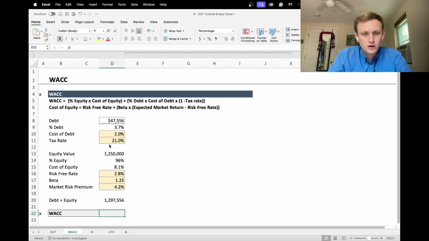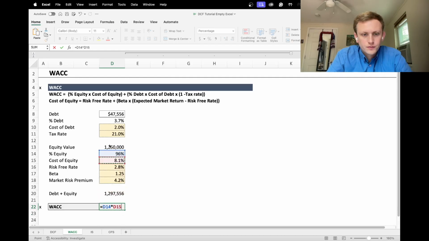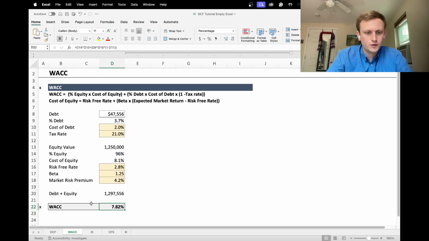And finally, the WACC. The formula is on top of the Excel sheet. So it is the percentage of equity times the cost of equity, plus the percentage of debt times the cost of debt times 1 minus the tax rate. And here we go. This is our number for the WACC.